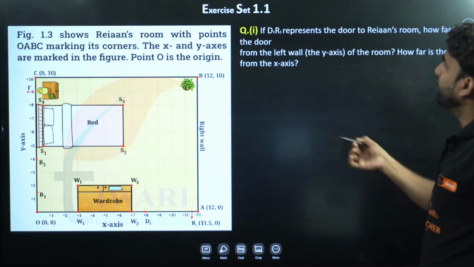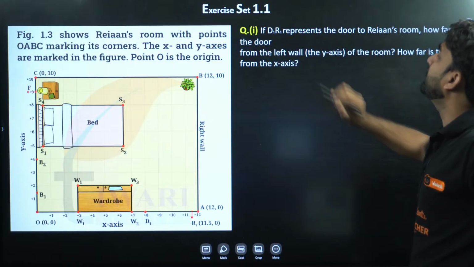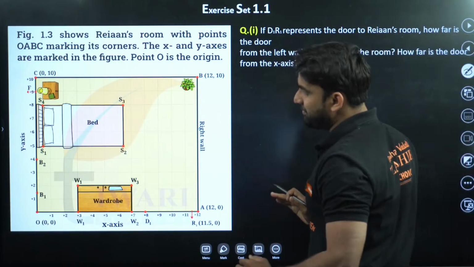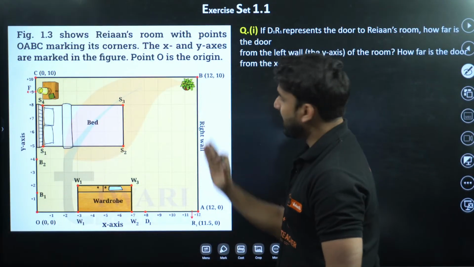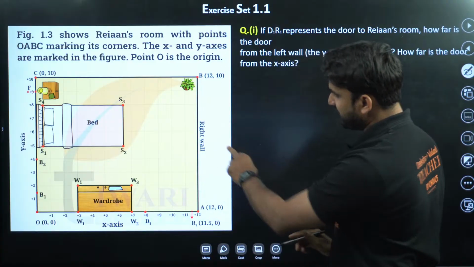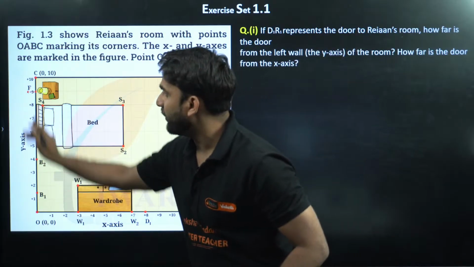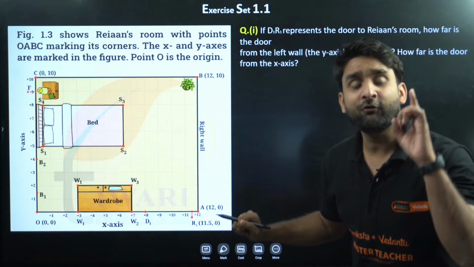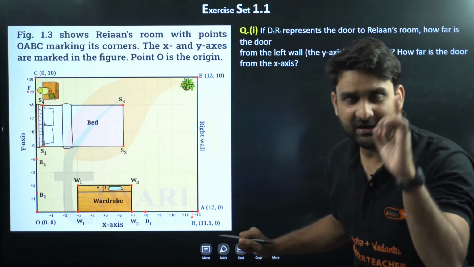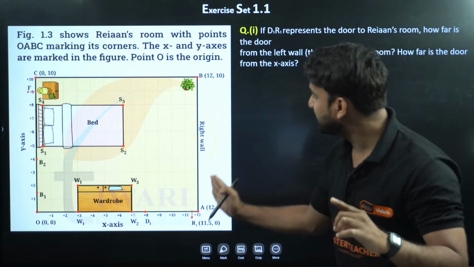We have to calculate how far the door is from the left wall. So my dear champion, this is the complete room, and this is the right wall. It is already mentioned here. This is the right wall, and this is the left wall, which is the y-axis. The left wall is the y-axis itself, and this is the right wall.